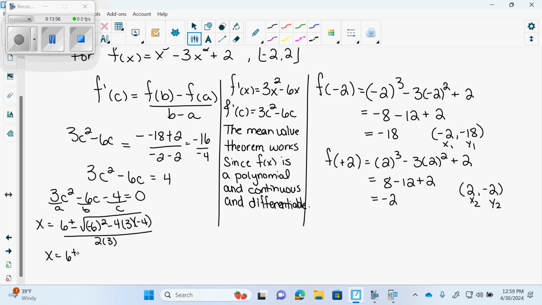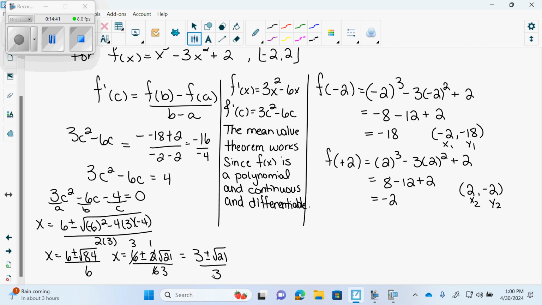X equals 6 plus or minus, what's that, 48 plus 36? Isn't it? Yeah, 84. Is 84 reduced? Yes, 21 and 4. So I'm going to get x equals 6 plus or minus 2 root 21 over 6. And then it's a 3 for 1 special. If you can take it out of all 3 of these numbers, you can do it. If you can't, you don't. So I get 3 plus or minus root 21 over 3.